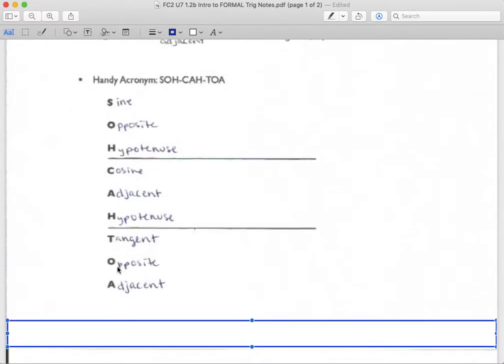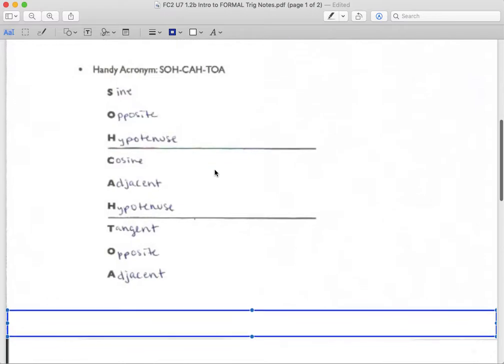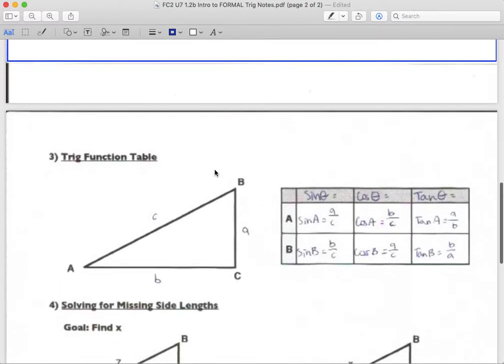The last one is tangent, which is your opposite over adjacent. Go ahead and pause the video right now to make sure you have this copied down in your notes. And we're going to move on to the last piece for today's lesson.